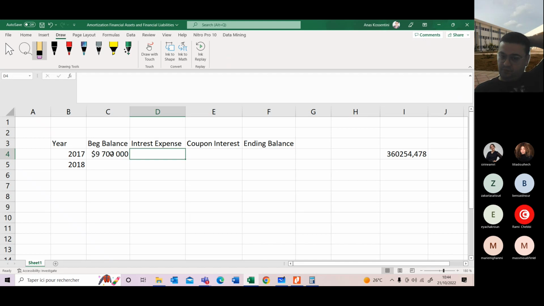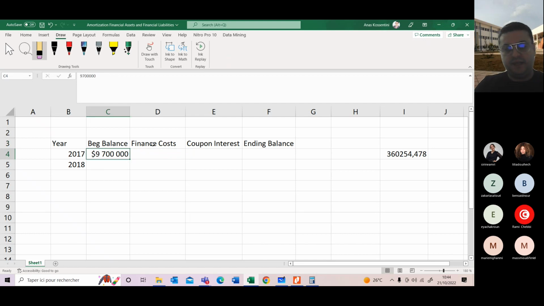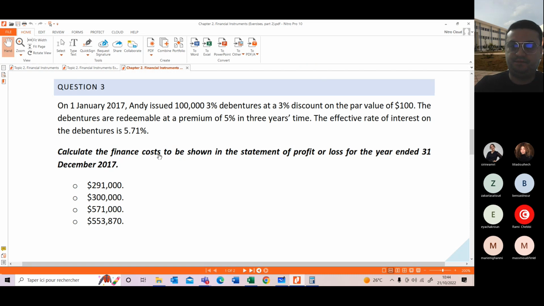Okay. The interest or the finance cost is the beginning balance times what? Is it 5% or 5.71%?